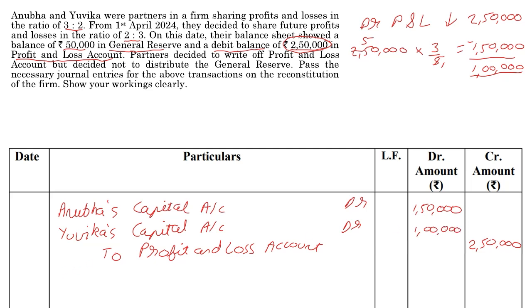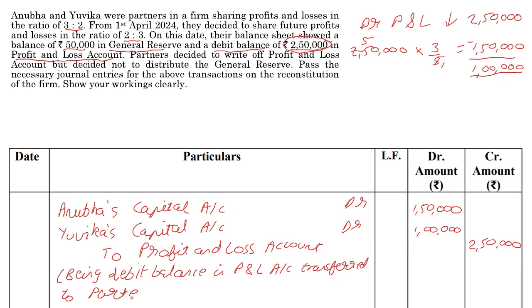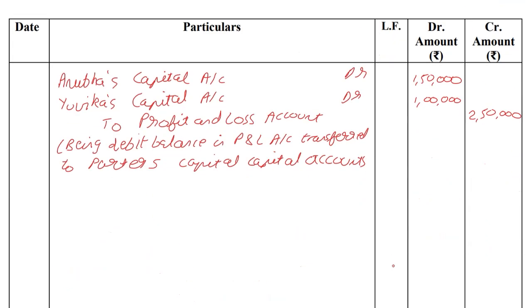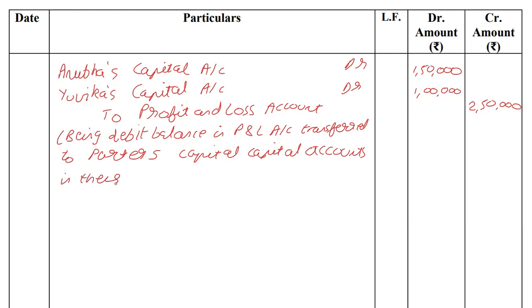So the narration can be the debit balance written off, or distributed, or transferred. So being debit balance in P&L account transferred to partners' capital accounts in their old ratio. You should all use full forms.